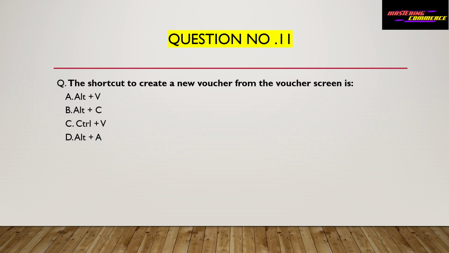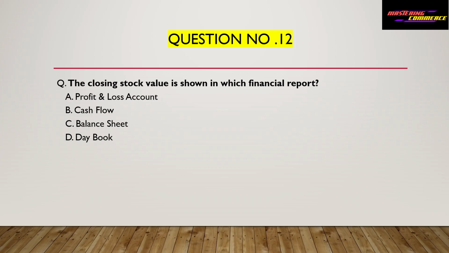Question number 11: the shortcut to create a new voucher from the voucher screen is Alt plus V, Alt plus C, Control plus V, Alt plus A. So here the correct answer is Alt plus C. B is the correct answer. Next question: the closing stock value is shown in which financial report? Profit and loss account, cash flow, balance sheet, day book. So here the correct answer is balance sheet.